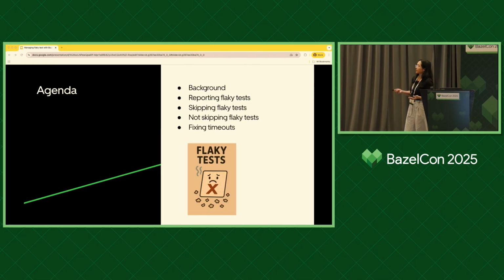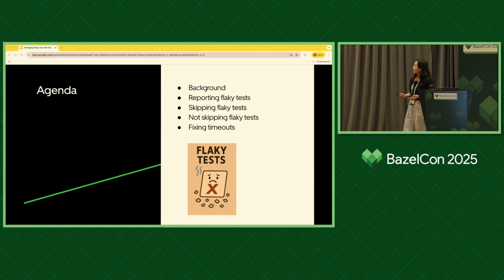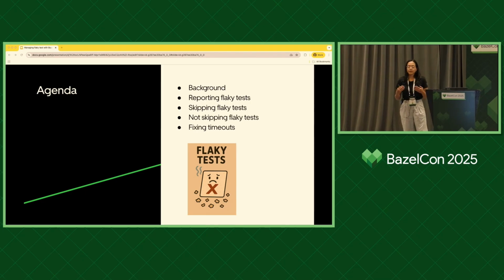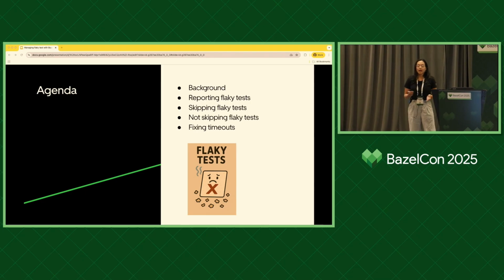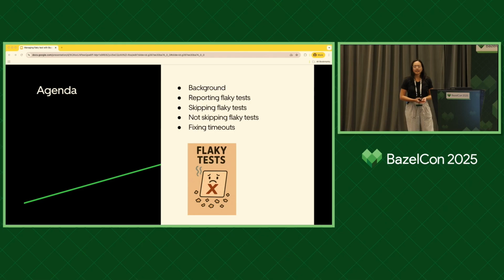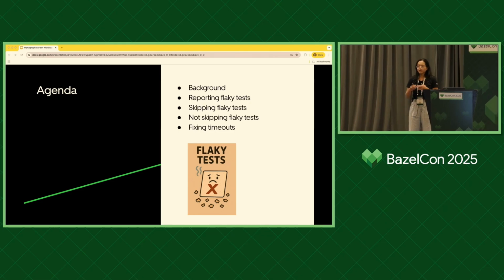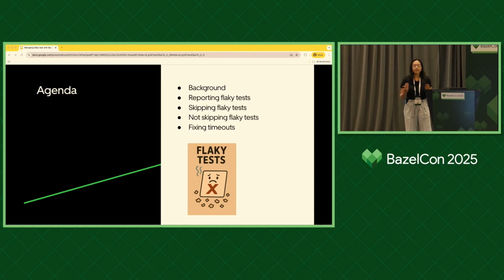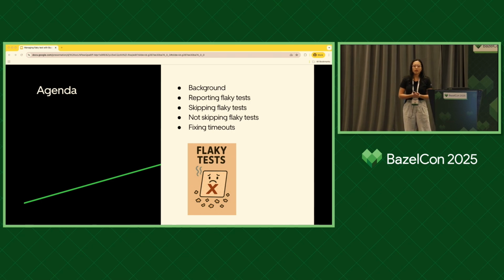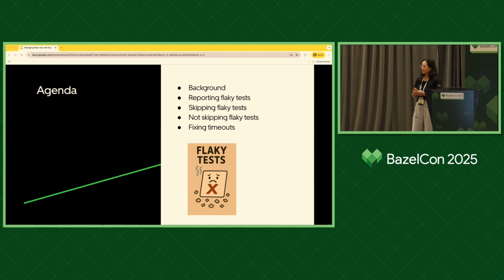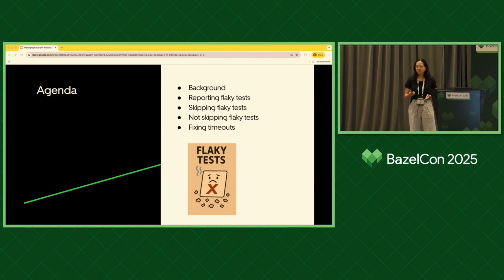As an overview, we're going to go over the background, and talk about how we report these flaky tests, how we filter them out in CI, how certain teams may want their flaky tests to run regardless of the flakiness on their PRs, and strategies we use to fix test timeouts.